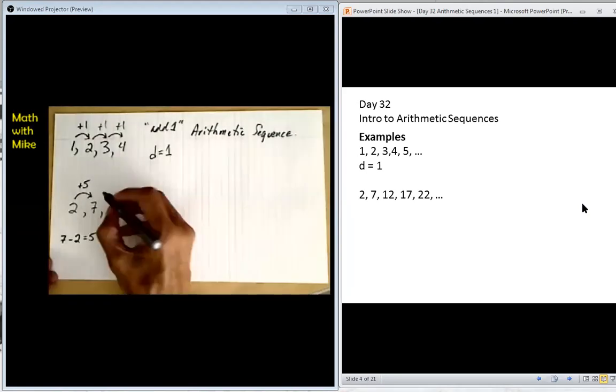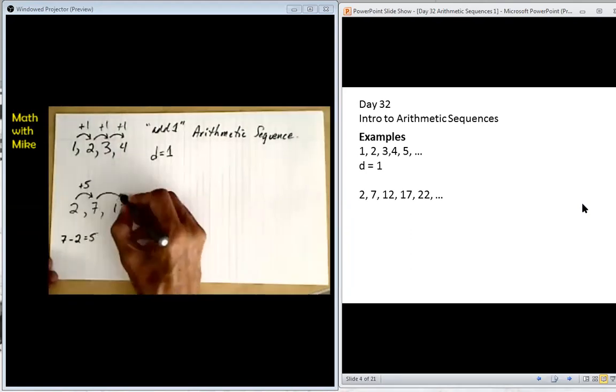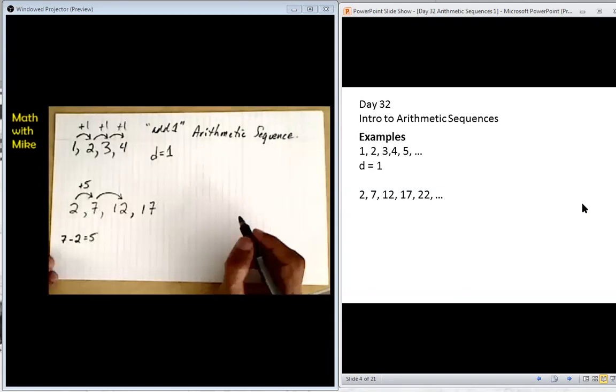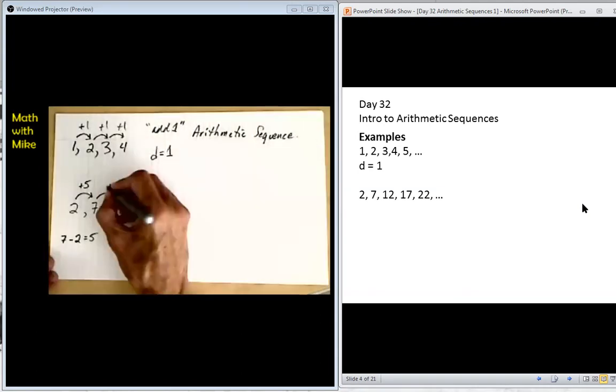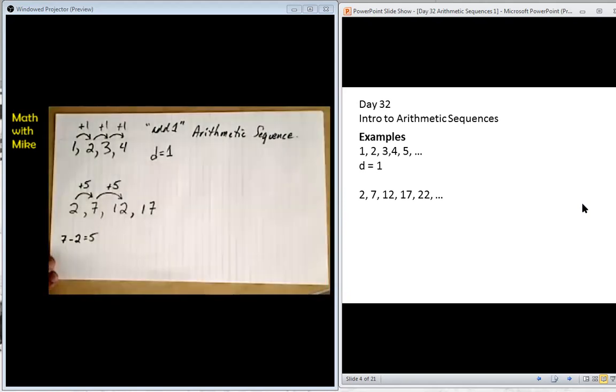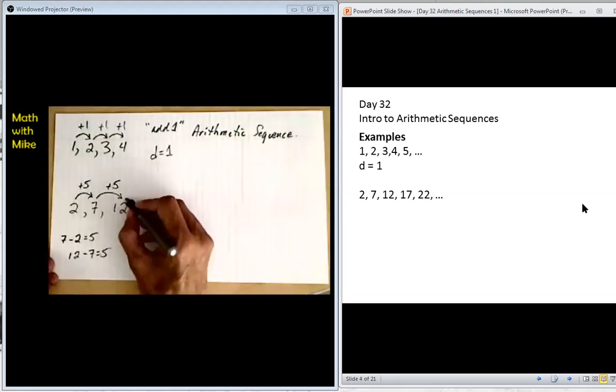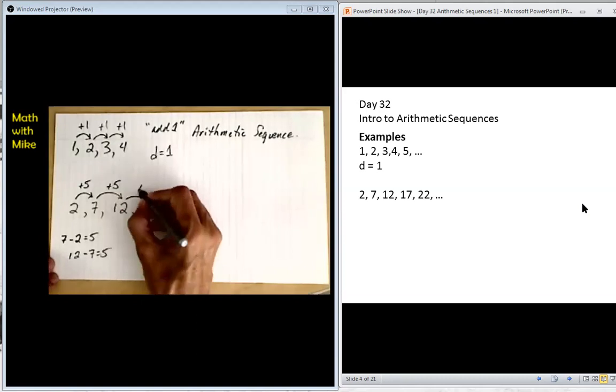Same here. What do you got to add to get from 7 to 12? 5. Yeah. 5 again, right? That's the point of this demonstration here, this example. And also, 12 minus 7 equals 5 again, right? Okay. So this goes on and on for this particular example here, plus another 5.